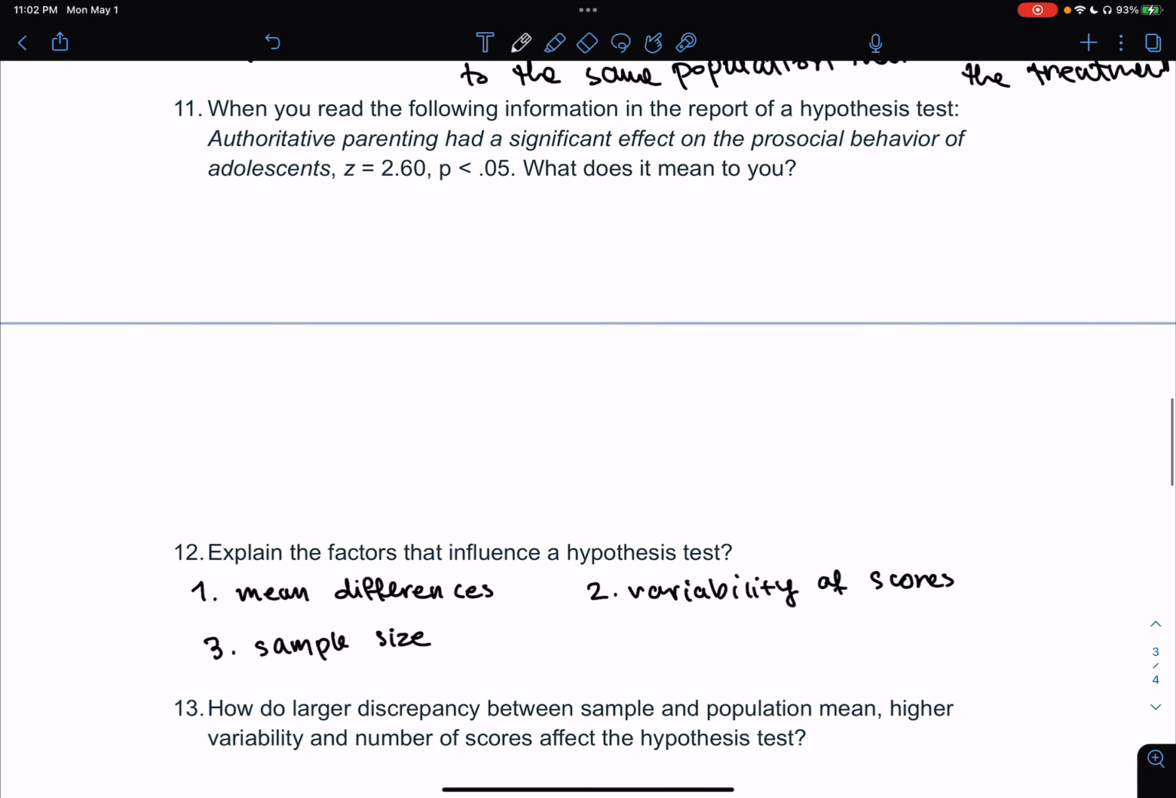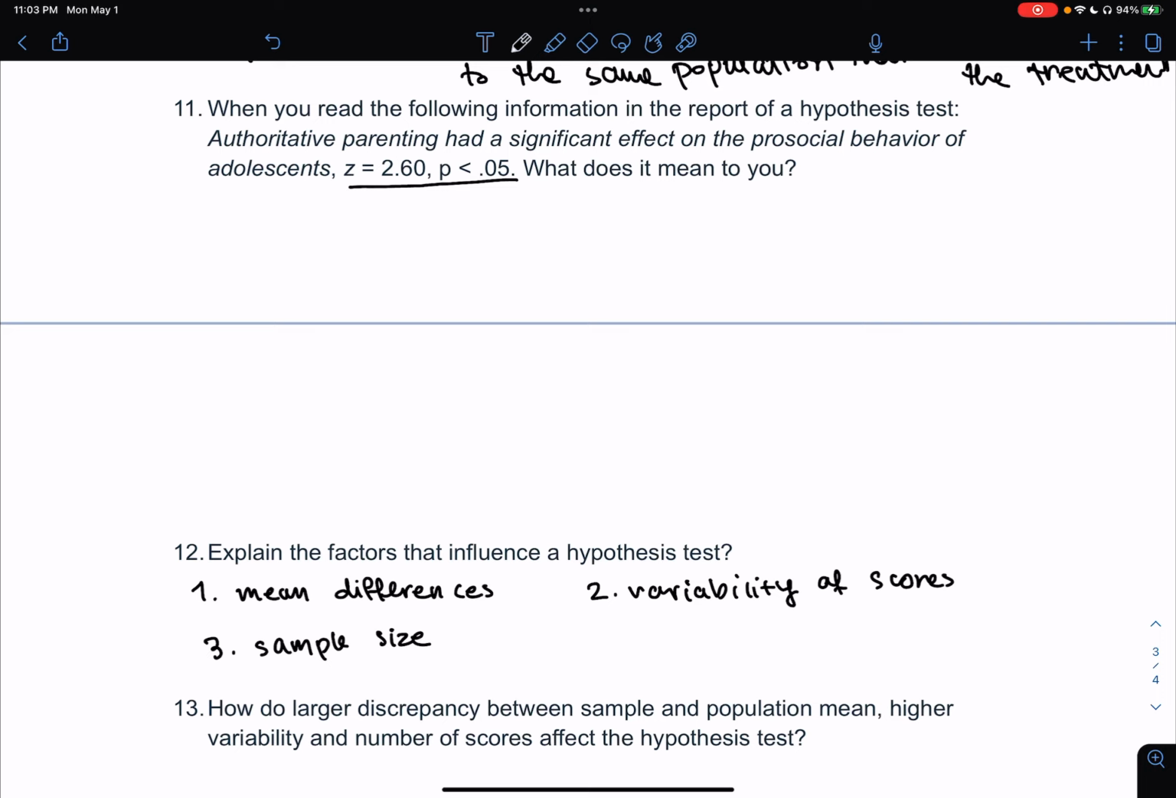Okay. So when you read the following information in the report of a hypothesis test, authoritative parenting had a significant effect on the prosocial behavior of adolescents with z equals 2.6 and p smaller than 0.05. What does it mean to you?